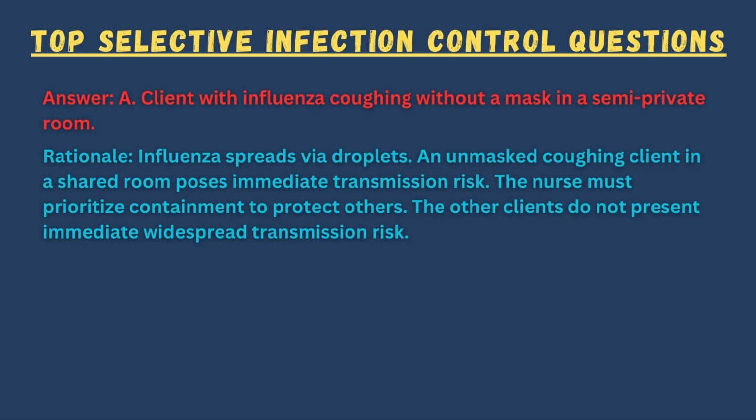Answer: A. Client with influenza coughing without a mask in a semi-private room. Rationale: influenza spreads via droplets. An unmasked coughing client in a shared room poses immediate transmission risk. The nurse must prioritize containment to protect others. The other clients do not present immediate widespread transmission risk.